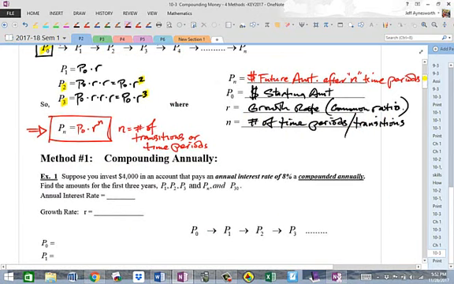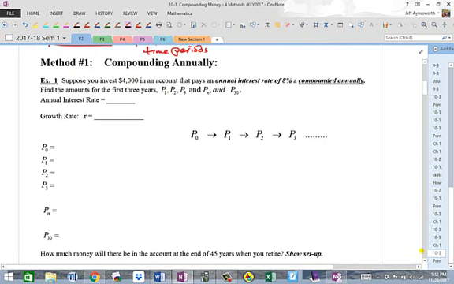Let's apply the exponential growth model to money here, and we're going to study how money grows 4 different ways. We're going to do it by what we call compounding annually, and then compounding quarterly, and then monthly, and then daily. And if you want to go further, you can study how it's compounded continuously as well. But right here in this lesson, we're going to do it using 4 different methods.